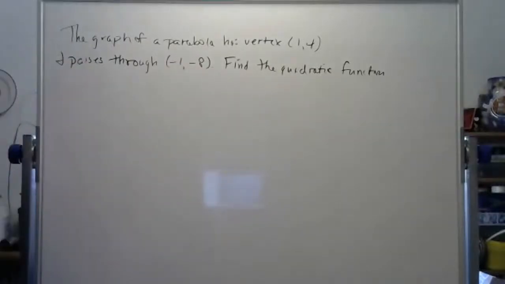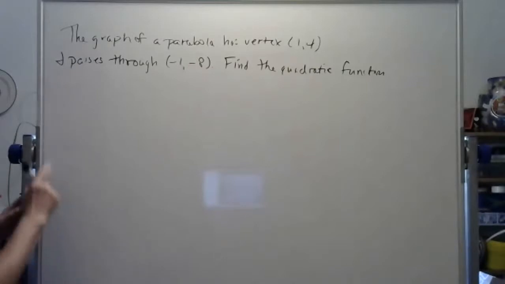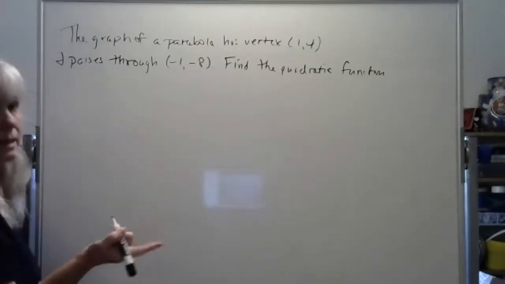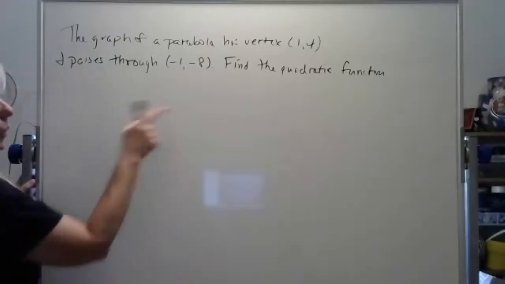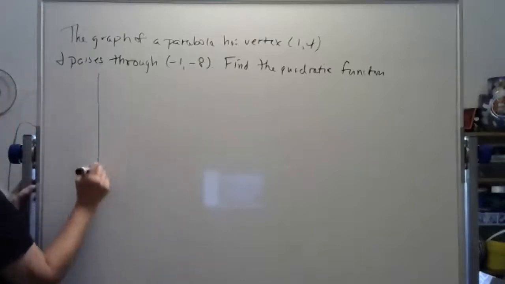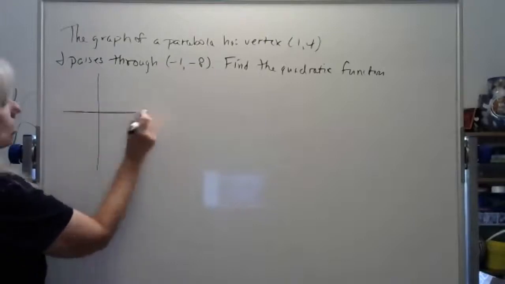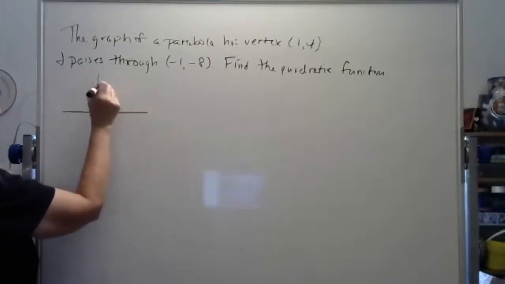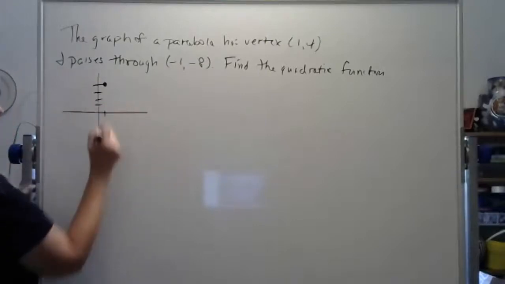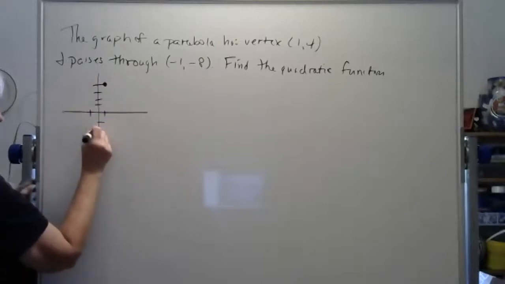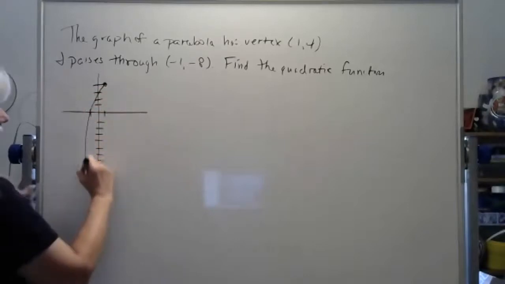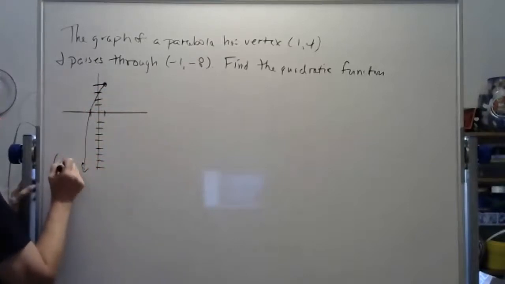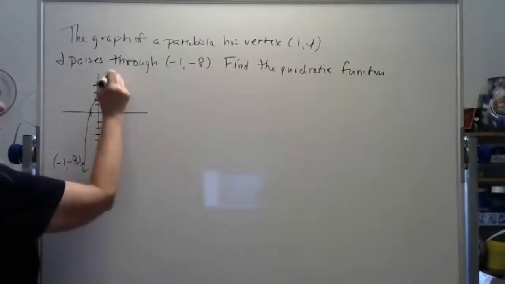Okay, so what they gave me is both the vertex and a second point. To write the equation of a parabola, I need basically the vertex and a second point, which is exactly what they gave us. We don't need to graph it. I'm just going to graph it to help understand what's going on. You don't need to graph it on your homework. So there's the point 1, 4. That's our vertex. It passes through -1, -8. So it's doing this. So here's our -1, -8, and this is our point up here at 1, 4.